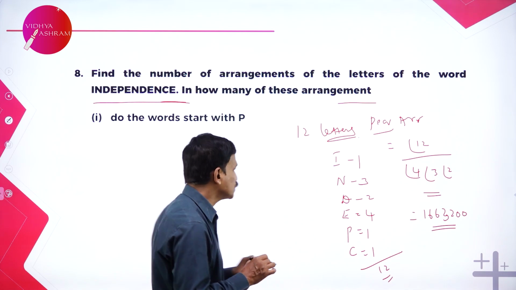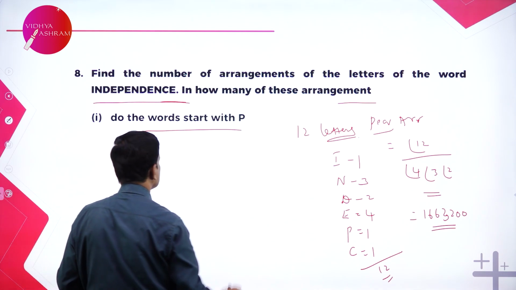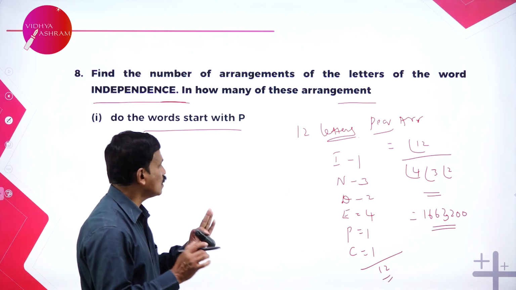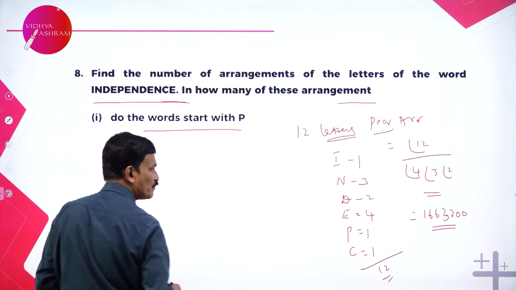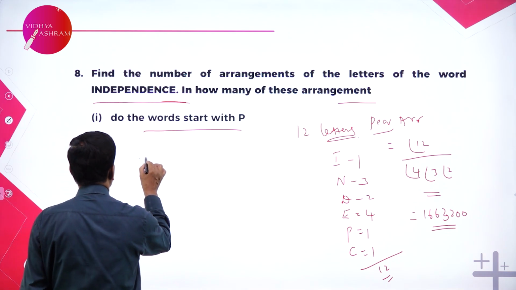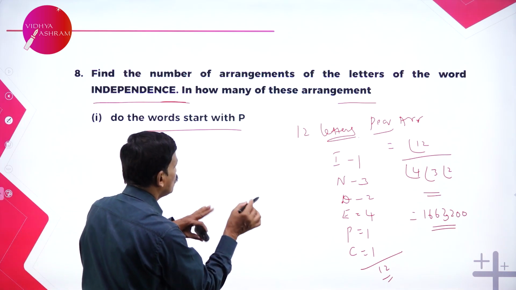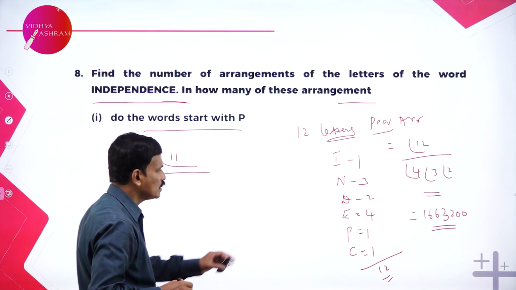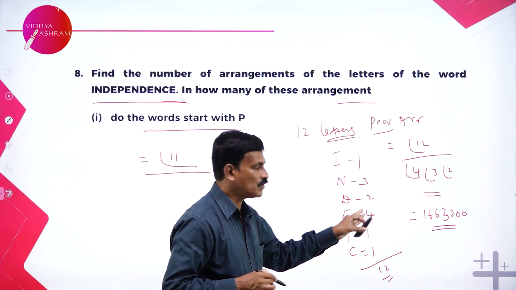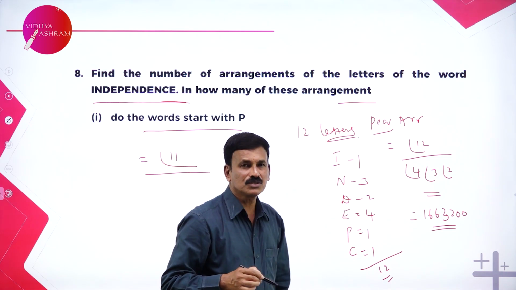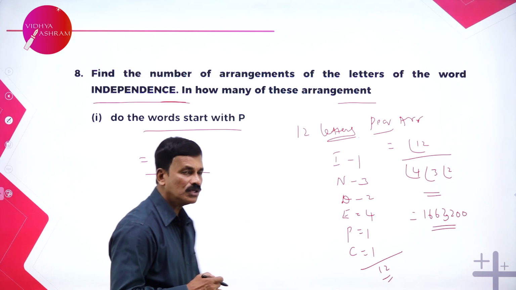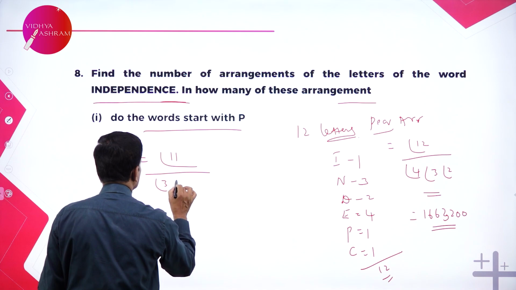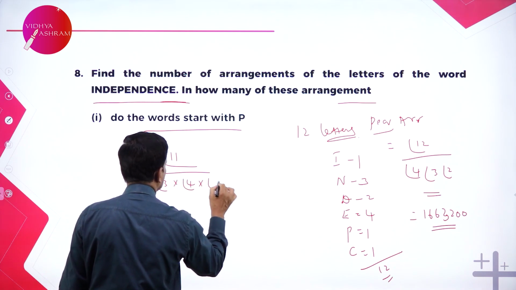Now what is the first condition given? Do the word start with P? Okay. Now let us fix the letter P in the left extreme position. Then how many letters are there? So 12 minus 1, there is 11 factorial divided by, what is left over? 3 factorial, 2 factorial into 4 factorial. That's it. How many N's are there? 3 factorial into 4 factorial into 2 factorial.